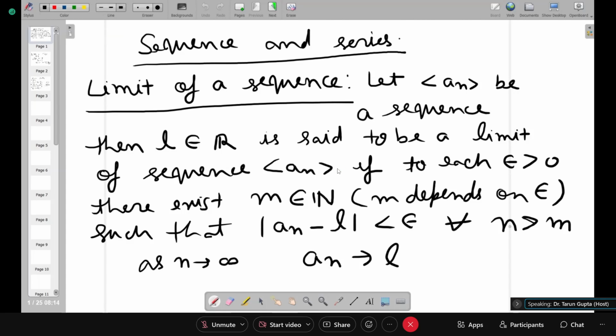M is 7. So n value will be, because n is a natural number, n will not be 7.5 or 7.3. N will be 8, 9, 10, these values. Because the sequence definition, you know, is a function from natural numbers to real numbers. So in the domain, n will be a natural number only.